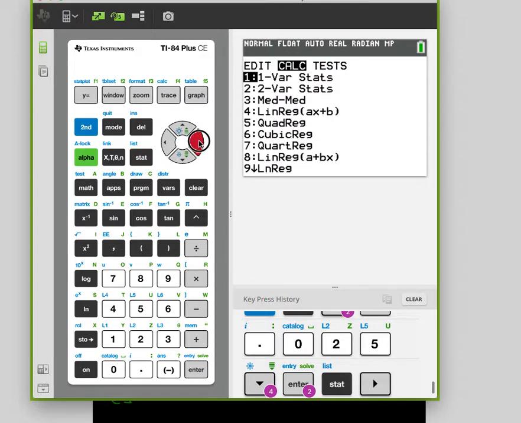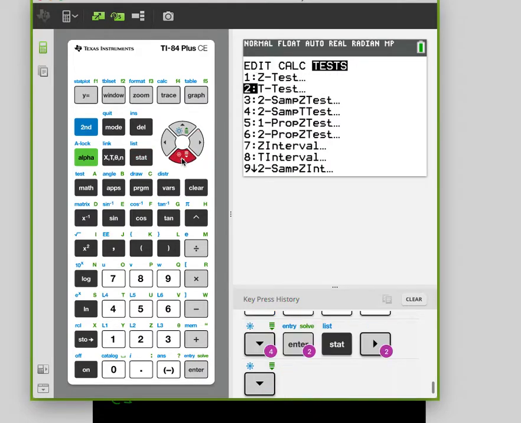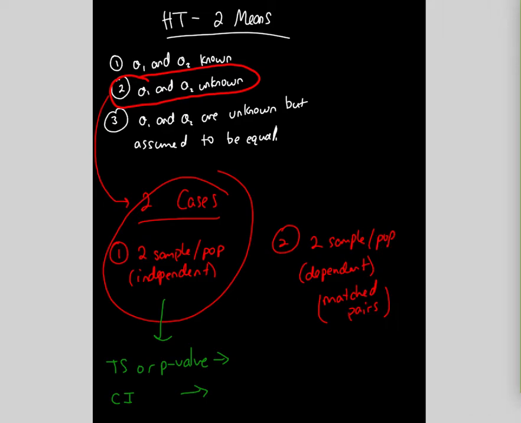So stat, over to test. Now, if I'm running a test, these are all the test things. Z-test was what we used when we had one mean with sigma known. T-test was what we used when we had one mean, sigma unknown. So obviously I'm going to use two because I'm not doing proportions now. Is it two sample Z or two sample T? Well, we don't know sigma 1 and sigma 2, so we're doing two sample T-test. Let's write that down. Two sample T-test, if you want the test statistic or the p-value.